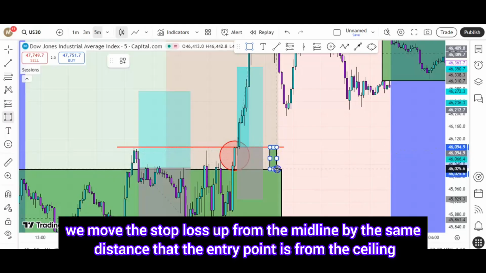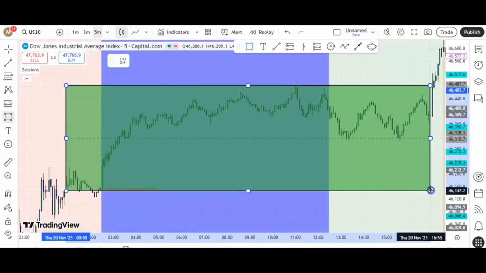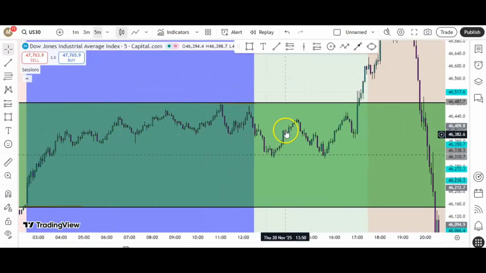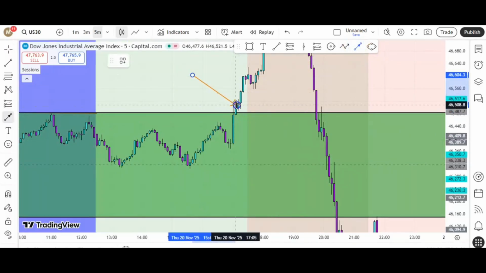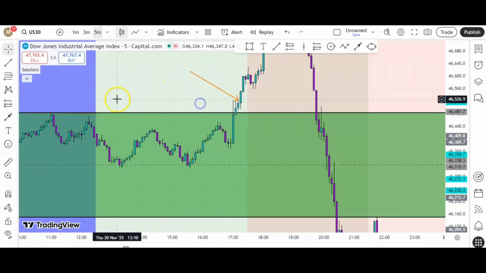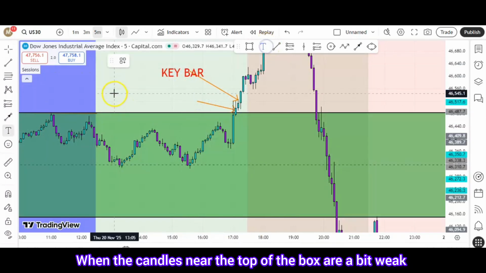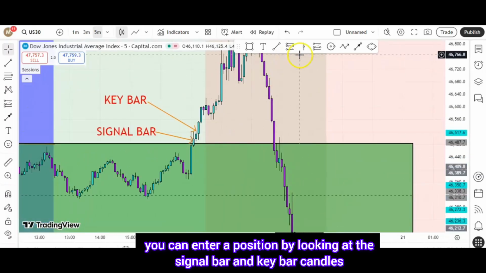Move the stop loss up from the midline by the same distance that the entry point is from the ceiling. We draw the Asia box. When the candles near the top of the box are a bit weak, you can enter a position by looking at the signal bar and key-bar candles.